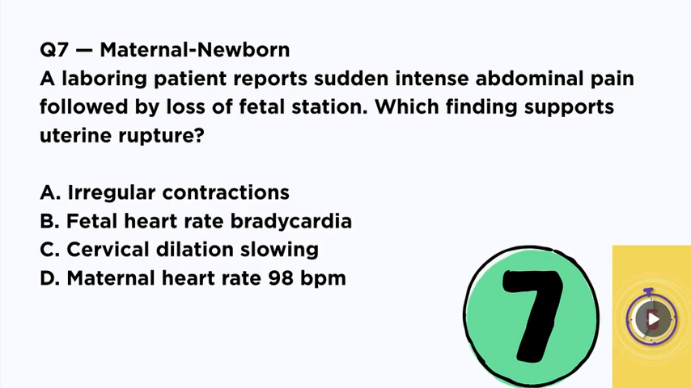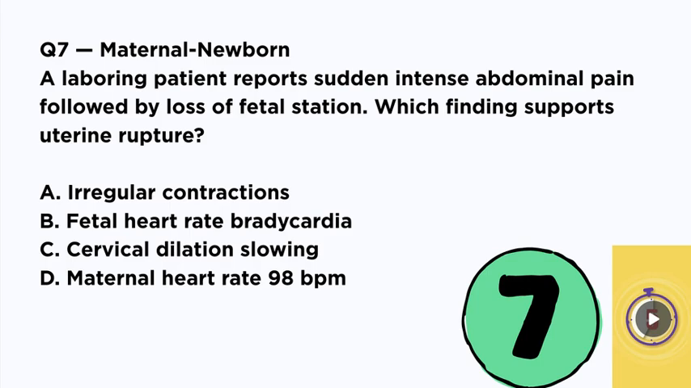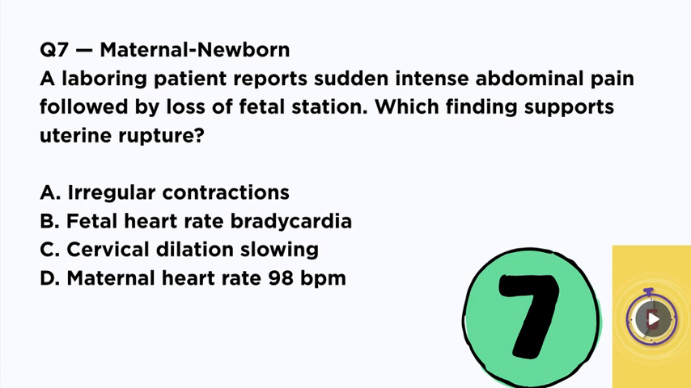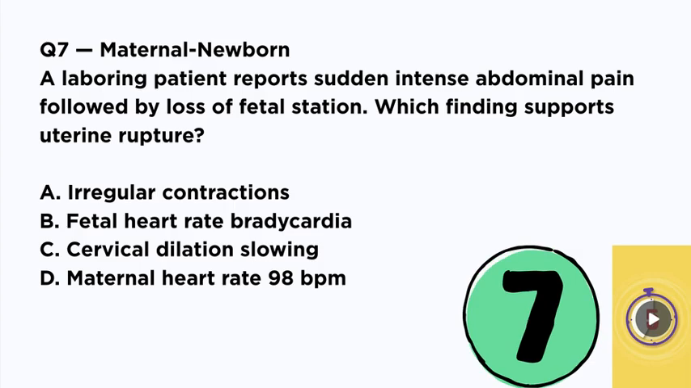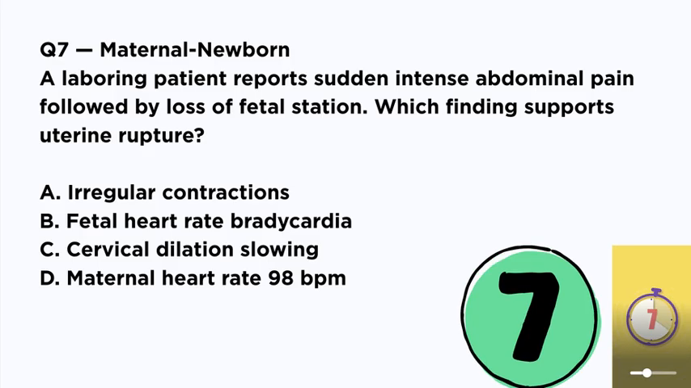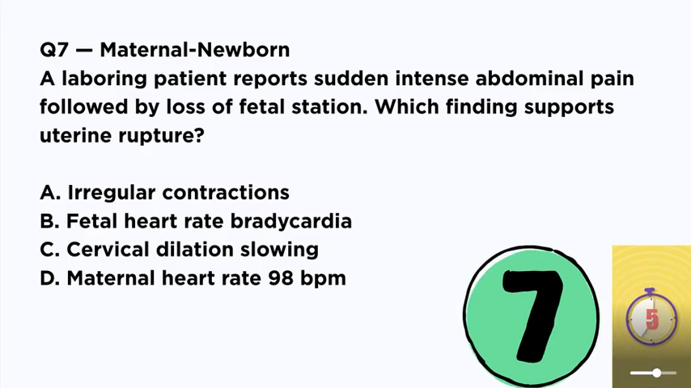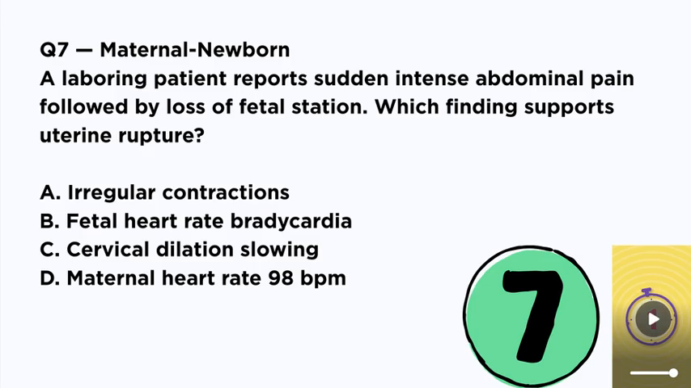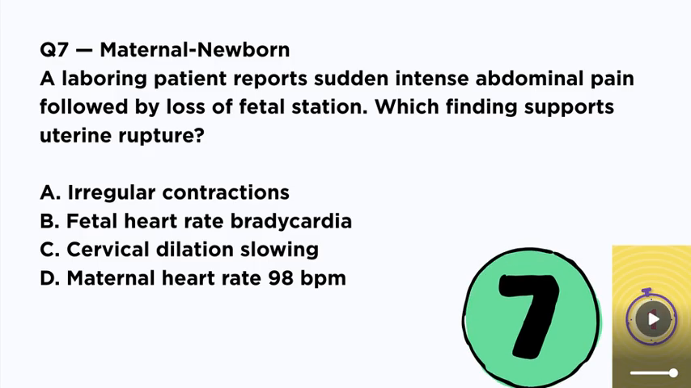A laboring patient reports sudden intense abdominal pain followed by loss of fetal station. Which finding supports uterine rupture? Correct answer is 7. Okay, so fetal bradycardia occurs when uterine rupture interrupts oxygen flow to the fetus.